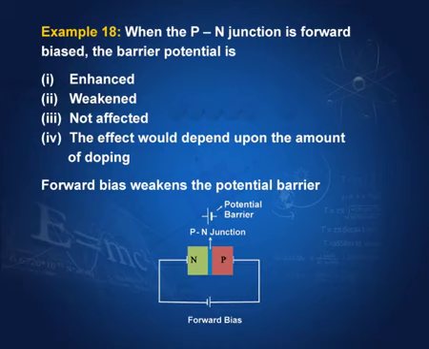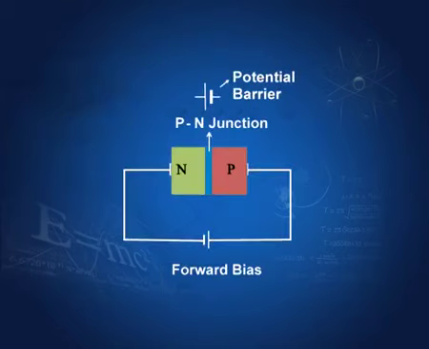Similarly, forward bias, you can see why forward bias weakens the potential barrier, because this battery and this battery, which is equivalent to the potential barrier, you can see they are in opposite directions, and therefore, the forward biasing weakens the potential barrier, whereas the reverse biasing would have batteries both in the same direction, and therefore, they increase the strength of the potential barrier.